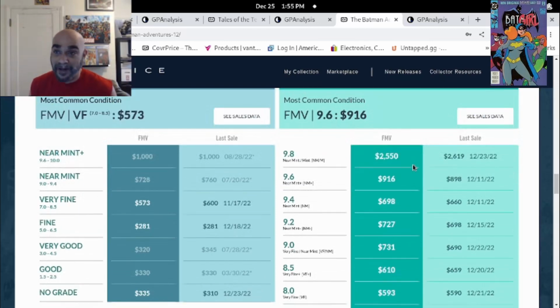For a high grade raw copy of this book, you're going to spend anywhere between $800 and $1,000. It says $1,000 here, and I think that's probably as good as you're going to get. If you can find it somewhere in the $800 to $900 range, and they're saying near mint plus, I think that's where the value of this book truly is. Once again, 9.8 slabs of this book are double what the raw copies are. So if you can find a high grade raw, get it graded, and it comes back a 9.8, you freaking scored.